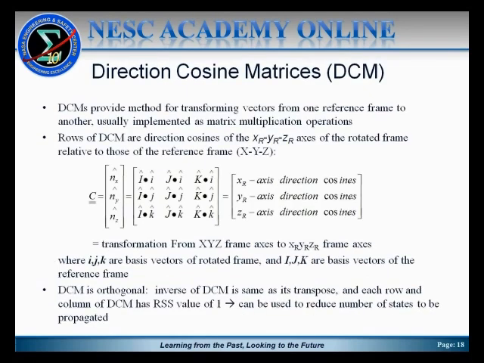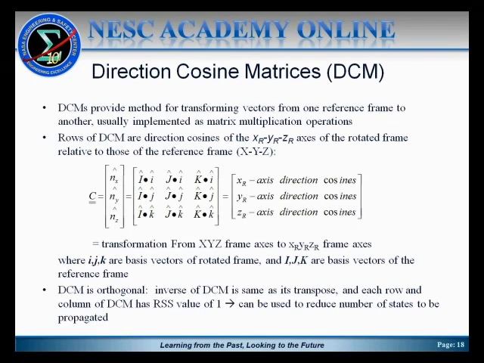Again, just a brief review of direction cosine matrices and how they're similar to Euler angles, but yet different. And we'll see in part 2 of this presentation how DCMs and Euler angles are similar to Quaternions, but slightly different also. But a direction cosine matrix, or DCM, provides the method for transforming vectors from one reference frame to another, usually implemented as a matrix multiplication operation. So a 3 by 3 matrix times a 3 by 1 column vector equals another 3 by 1 column vector, which happens to represent the transformed components of some vector.